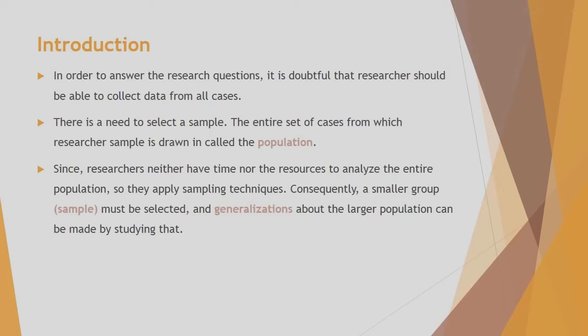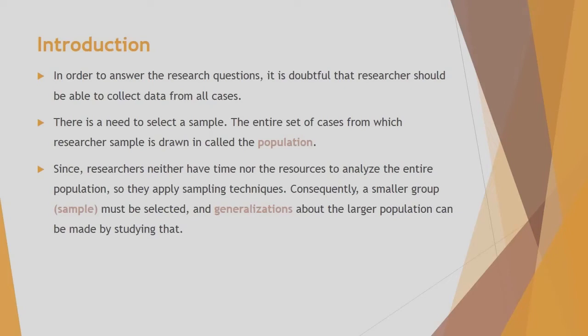For example, suppose that the context under examination contains 500 members. It is not practical to collect data from all these 500 people. The researcher has to select only some of them, but the selection itself is not a random selection. The entire set of cases from which the researcher's sample is drawn is called the population.